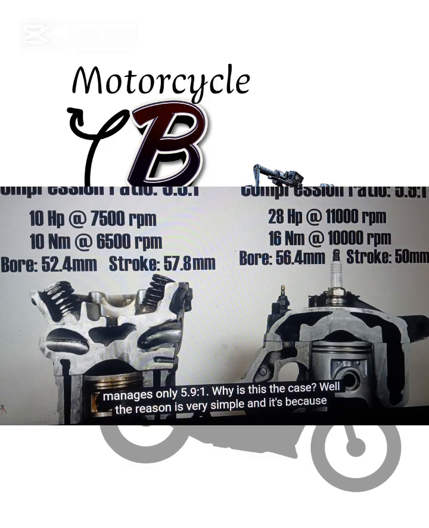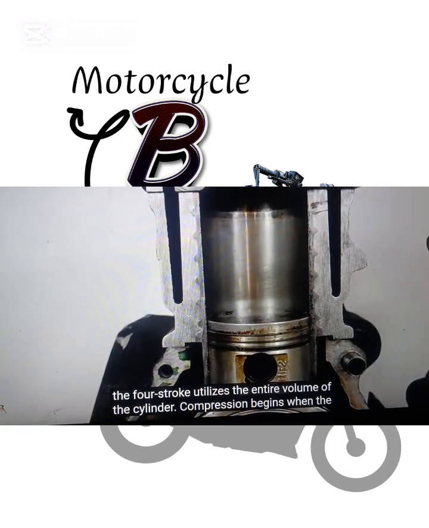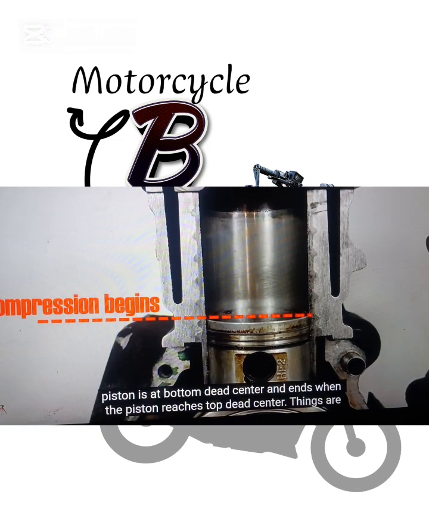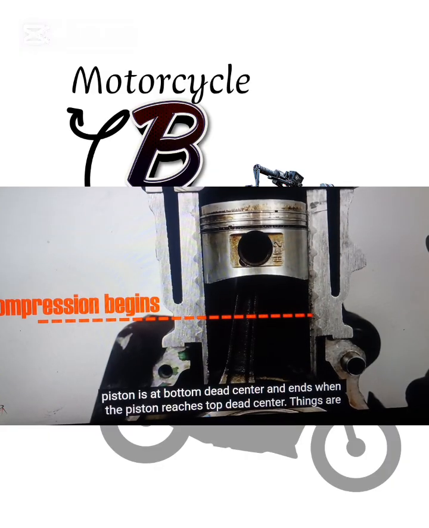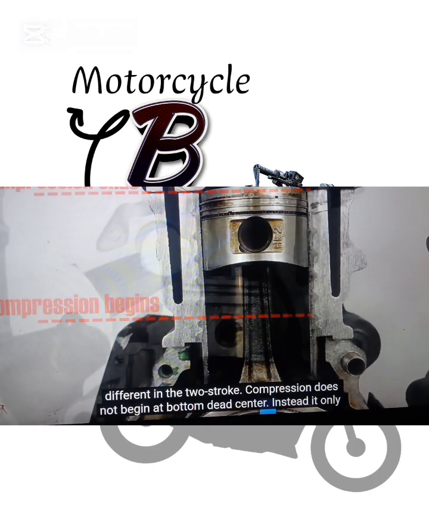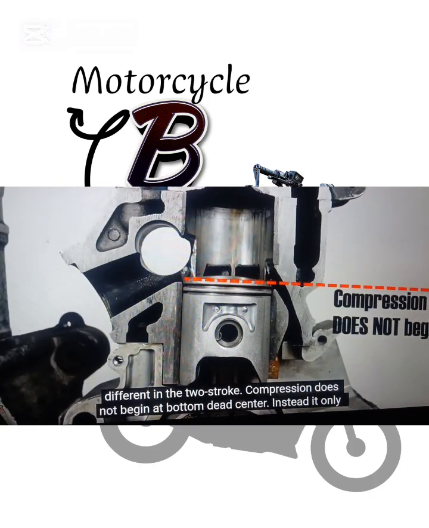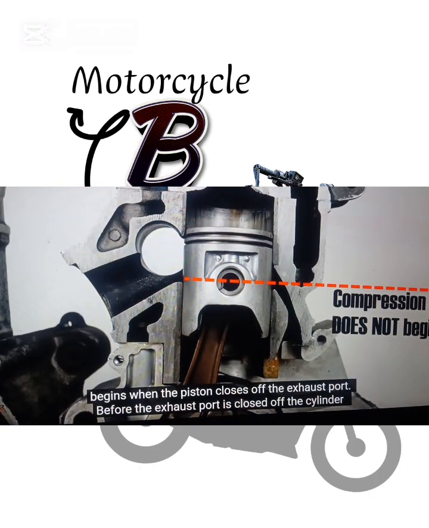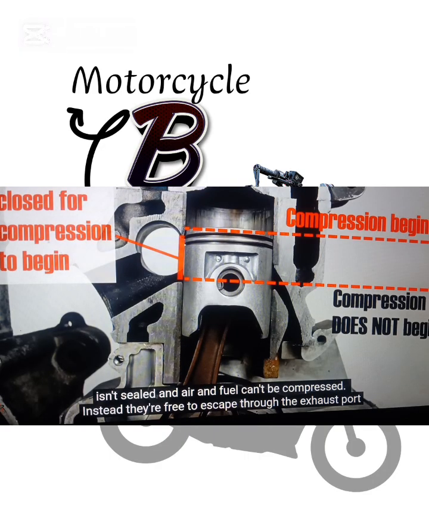Why is this the case? Well, the reason is very simple, and it's because the four-stroke utilizes the entire volume of the cylinder. Compression begins when the piston is at bottom dead center and ends when the piston reaches top dead center. Things are different in the two-stroke. Compression does not begin at bottom dead center. Instead, it only begins when the piston closes off the exhaust port. Before the exhaust port is closed off, the cylinder isn't sealed, and air and fuel can't be compressed. Instead, they're free to escape through the exhaust port.